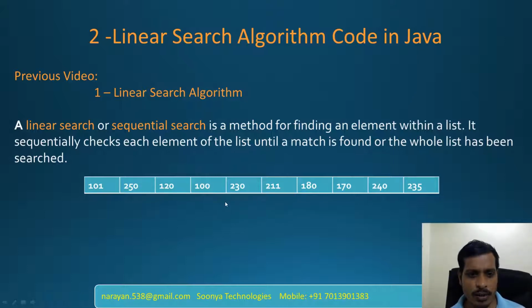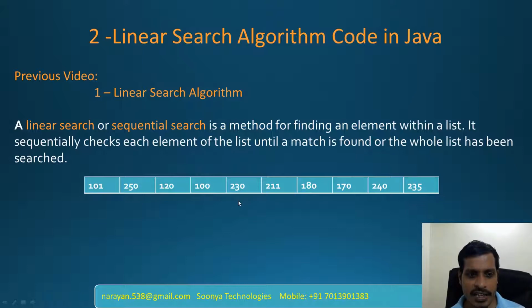First we will check 230 with 101. Both are not the same. Then 230 will be checked with the second item. Here, 250 equal to 230? No. Then it will check with 120. This is false. Then 100 checked with 230. That is false. Then 230 equal to 230. Then 230 is available in the list. We will discuss this logic over IntelliJ.